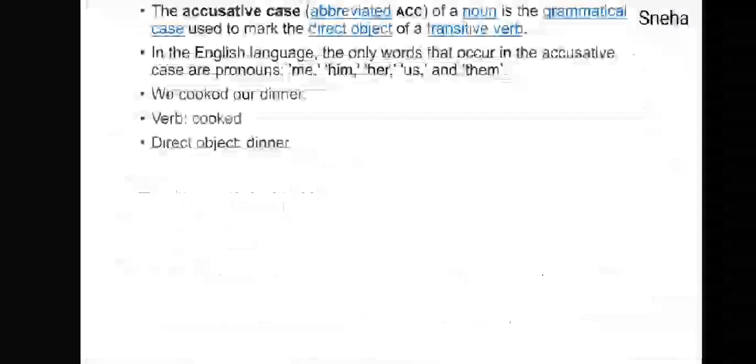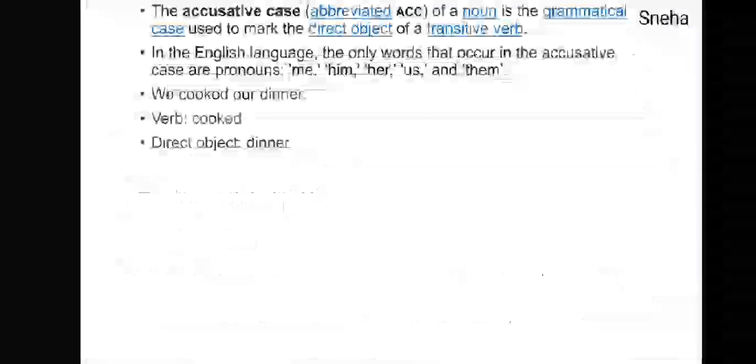What is the accusative case? Accusative case is the form of the noun in the grammatical case used to mark the direct object of a transitive verb. In the case of the English language, we generally know me, him, her, us, them. These are called accusative cases. We cooked our dinner. Here the verb cooked has dinner as its direct object. So the dinner, that is the direct object of the verb cooked.